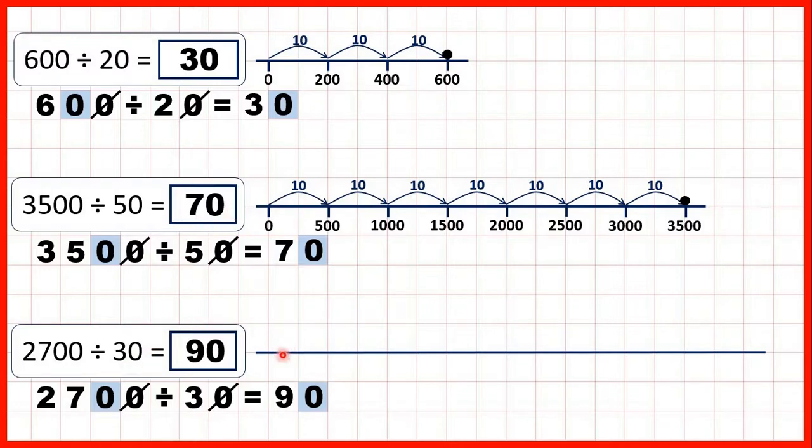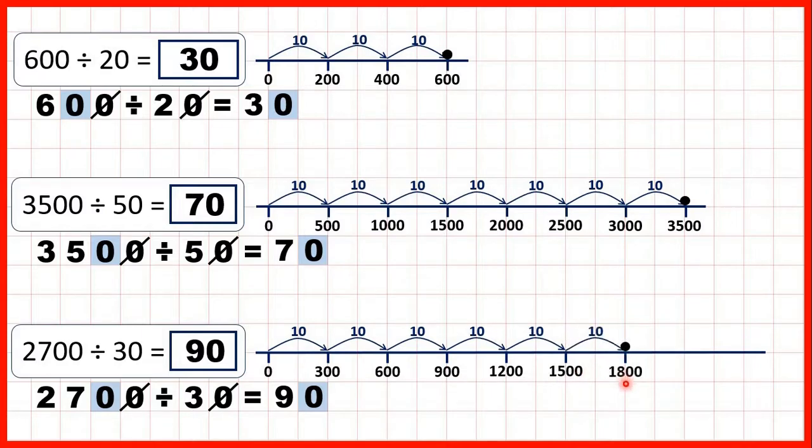And now here, on a number line, instead of counting in steps of 30, we can count in steps of 300, because that's 10 lots of 30. If we add another 10 lots of 30, that takes us to 600. Then we have 900, 1,200, 1,500, 1,800, 2,100, 2,400, and then 2,700. So, because we counted in steps of 10 times 30 9 times, our answer is 90.